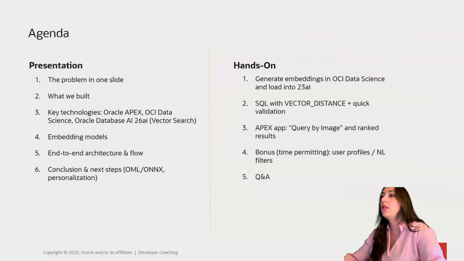for personalization. On the hands-on side, we are going to show you how we generated embeddings in Data Science and how we load them into Database 26 AI. Then later we are going to write a bit of SQL with vector distance to validate that it actually works. And we will use the Apex application to do query by image, and we will see the ranked results. If we have time, we are going to touch a bit on user profiles and natural language filters.